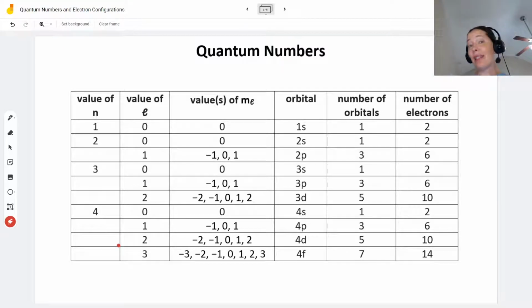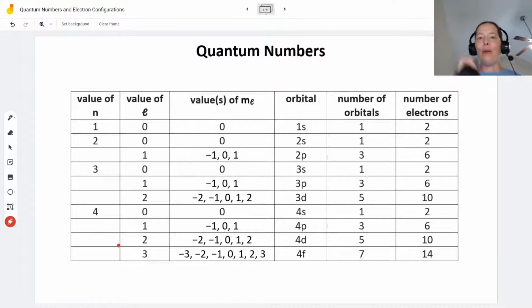I don't know, maybe that's clear as mud. I hope that helps. Quantum numbers are definitely something that students struggle with. I would encourage you to look at them, study them, take a break, come back to them. Sometimes this information has to percolate a little bit. Give yourself time with these.